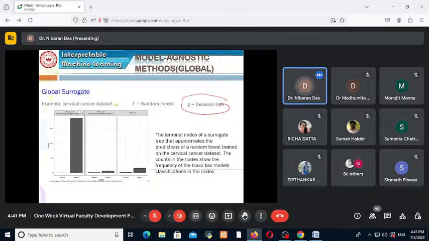For example, in these particular cases, where sexually transmitted disease years is less than or equal to 0 and hormonal contraceptive years is less than or equal to 9, then the healthy chance is high, whereas the cancer chance is very low. Now when hormonal contraceptive years is greater than 9, the healthy chance becomes low. And if sexually transmitted disease years is greater than 0, the cancer chances become higher, and the healthy chance is not too good. This is the surrogate tree that approximates the prediction of a random forest trained on the cervical cancer dataset. The counts in the nodes show the frequency of the black box model classifications.